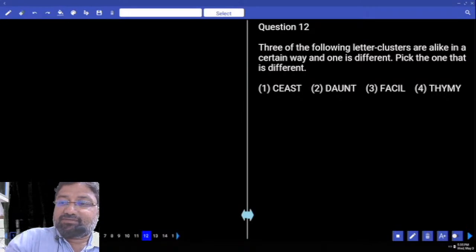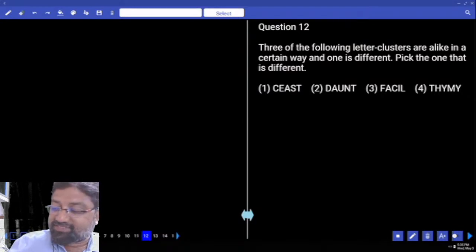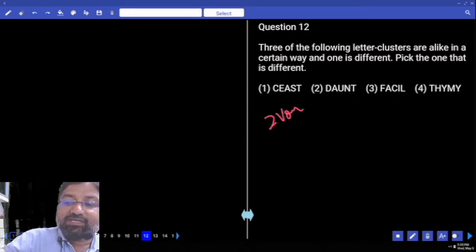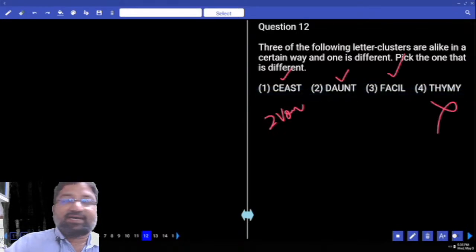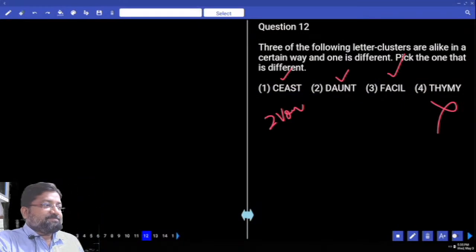Each letter cluster that is being given to us has 2 vowels. 2. Right? Don't, yes. Facile, yes. And time, no. Clear?